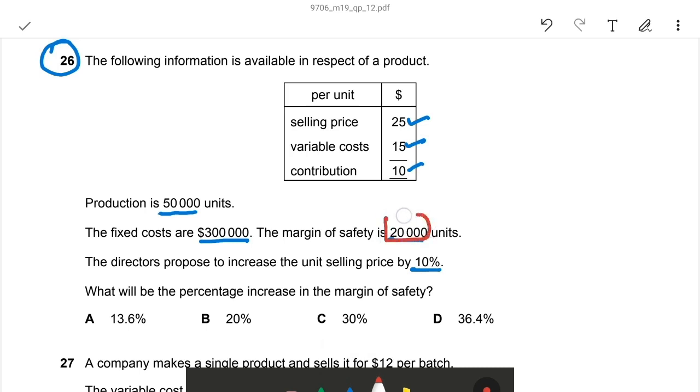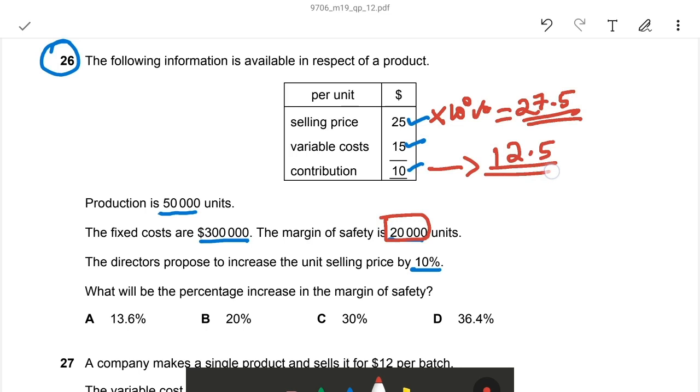The selling price is 25. The margin of safety is 20,000. So the margin of safety at the increased price: 25 multiplied by 10%. The increased price is 27.5. The variable cost is 15, so 27.5 minus 15, the contribution changes from 10 to 12.5. So the break-even sales.